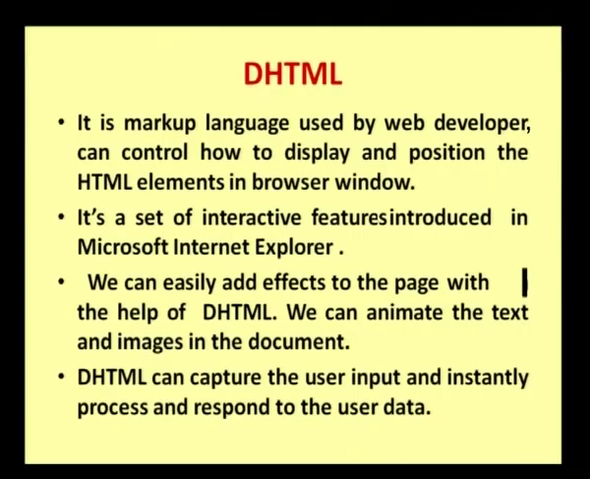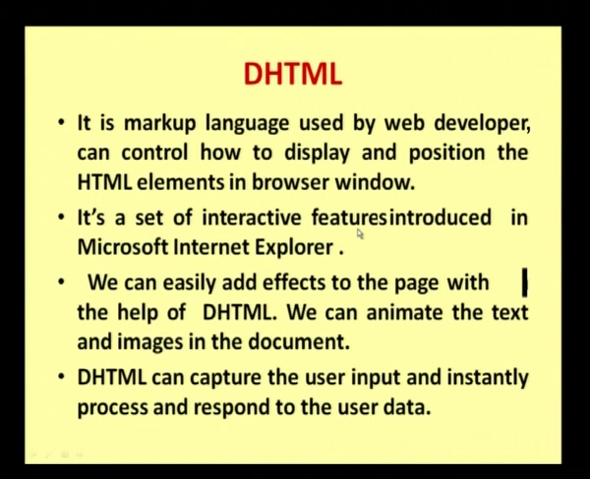In DHTML, we can combine JavaScript, HTML and CSS. So it is possible there. So let us see what is meant by DHTML. It is a markup language used by the web developer to control how to display and position the HTML elements in the browser window, elements in the tags.